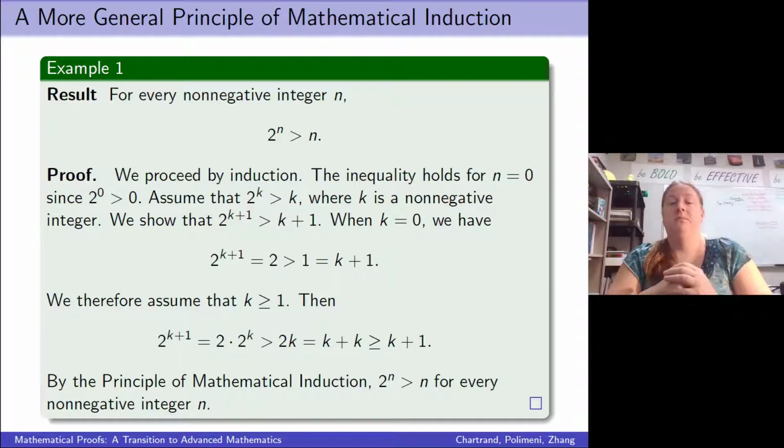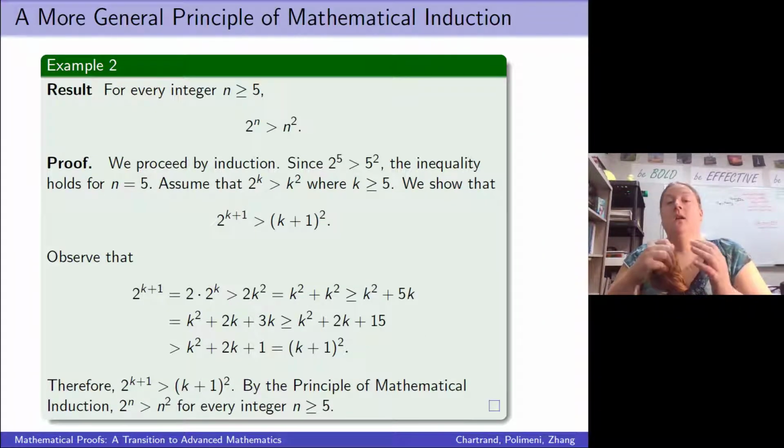So, by the principle of mathematical induction, we have that 2 to the n is greater than n for every non-negative integer n, since we've shown the base case and the induction step. So let's take a look at another example.